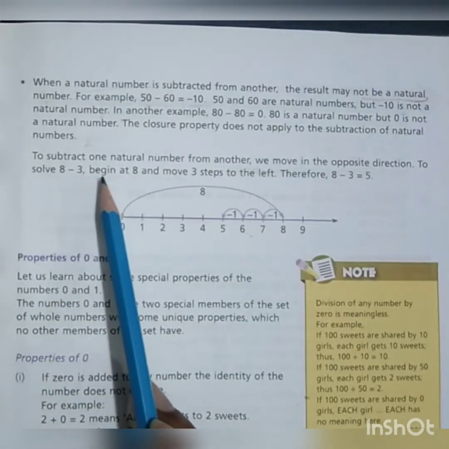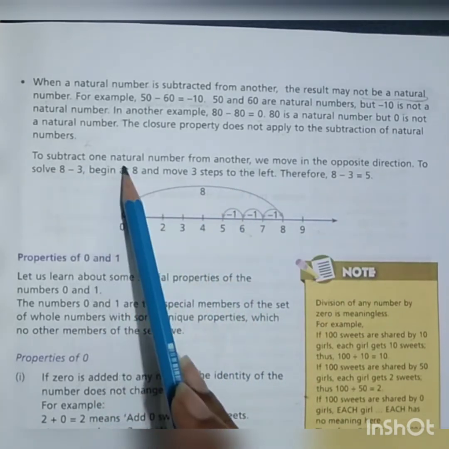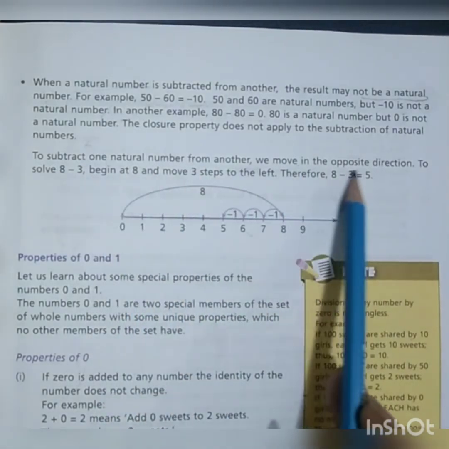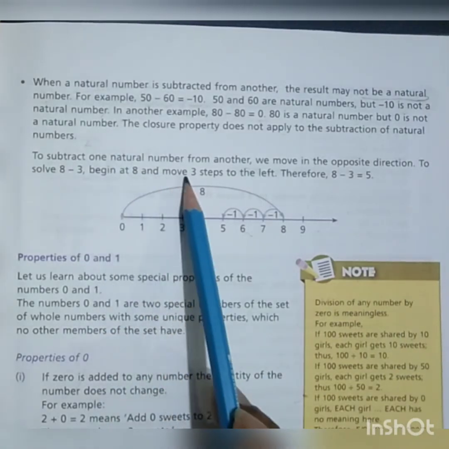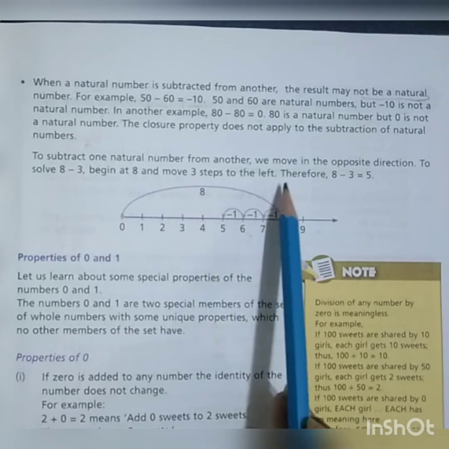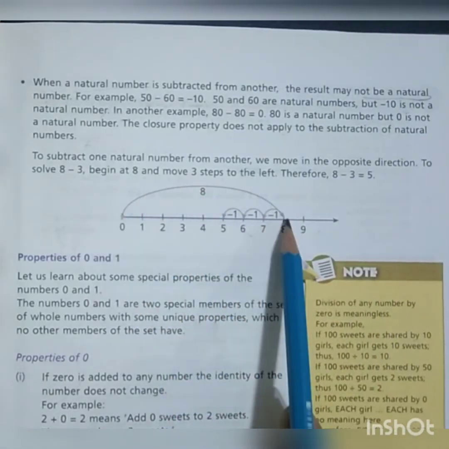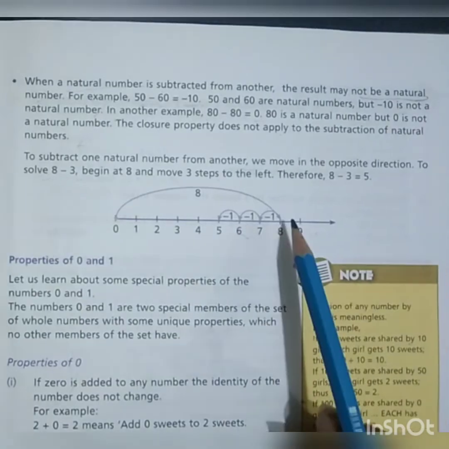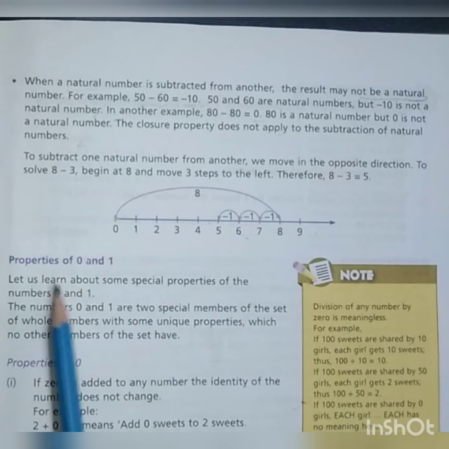Now let's see how to subtract a natural number from another natural number with the help of a number line. To subtract one natural number from another, we move in the opposite direction. To solve 8 minus 3, begin at A. Move 3 steps to the left. Therefore, 8 minus 3 is equal to 5. First of all, move to the digit 8 and then move 3 steps to the left. And the answer would be 5.